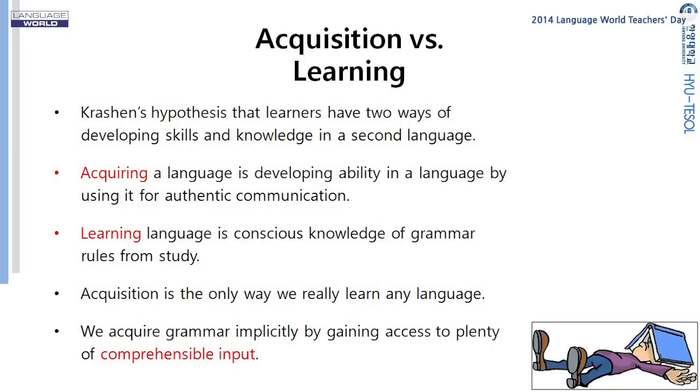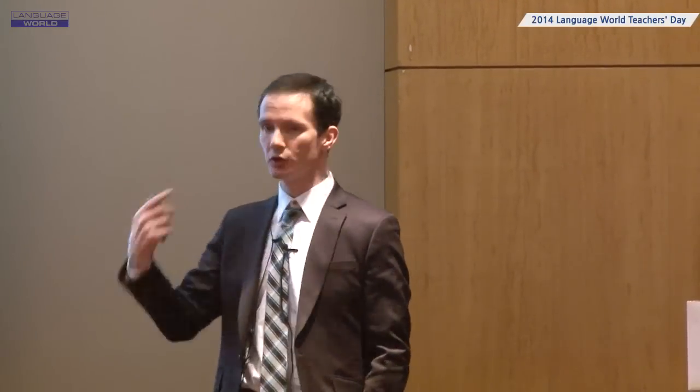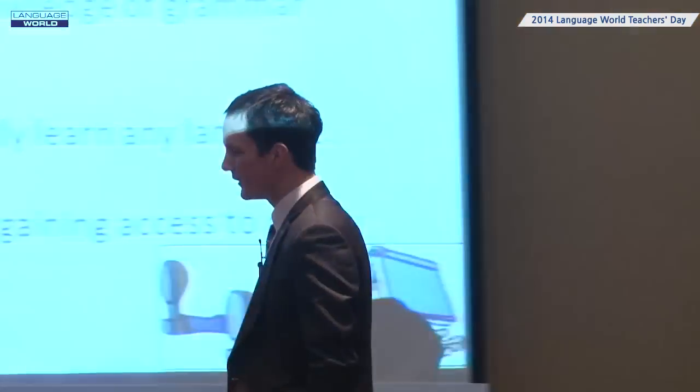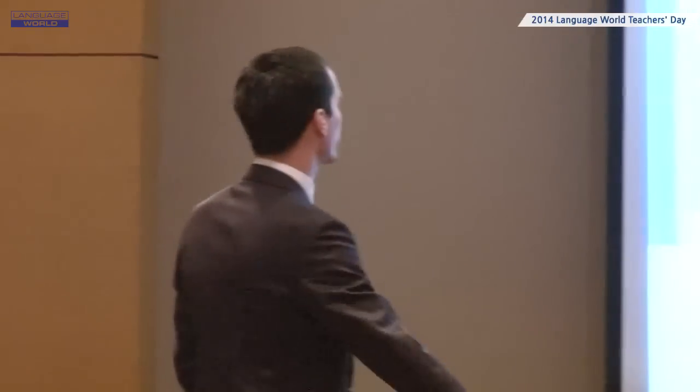So he makes this distinction between acquisition and learning, as I mentioned. He says we have two ways of developing the skills and the knowledge in a second language. Acquiring, that's getting the ability to use it for authentic purposes. That's the big one. And we can only use the language if we acquire it. If we learn it, we can't really use it, only to help us when we write, to edit. That's the only time it can really help us.